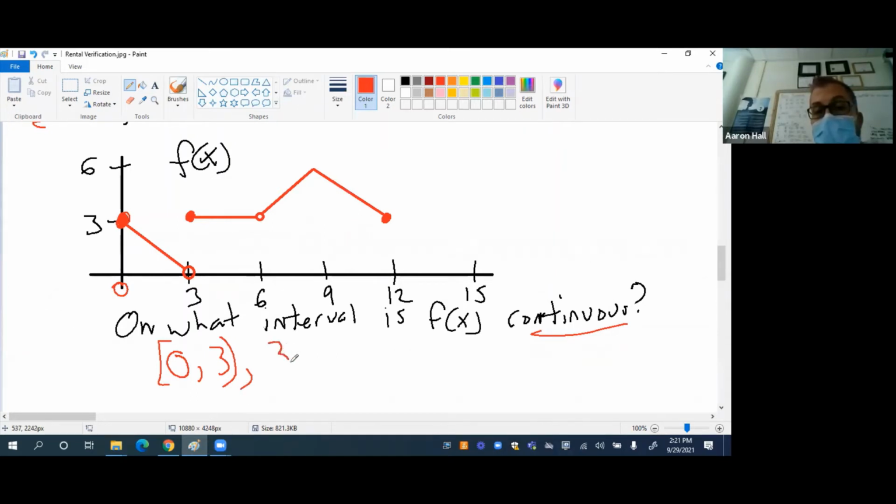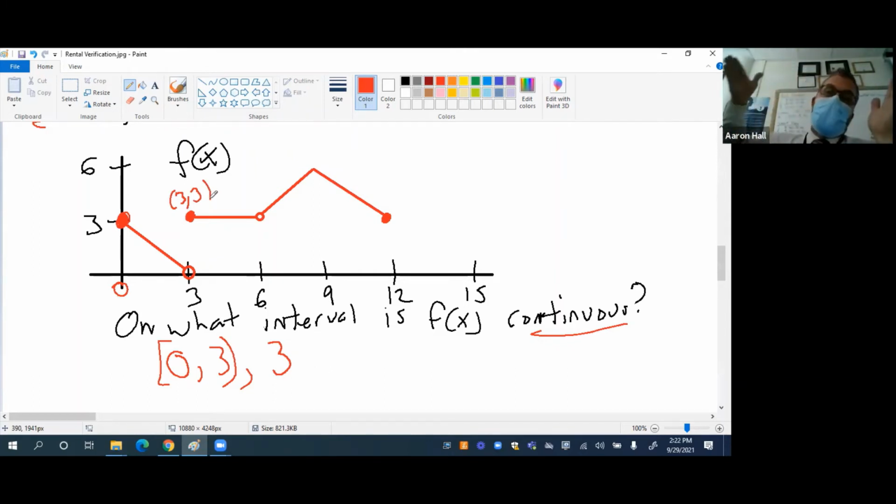Three to what? 3 to itself? So are you referring to this point right here? This is 3, 3. That's the point. But I'm actually trying to indicate an interval.